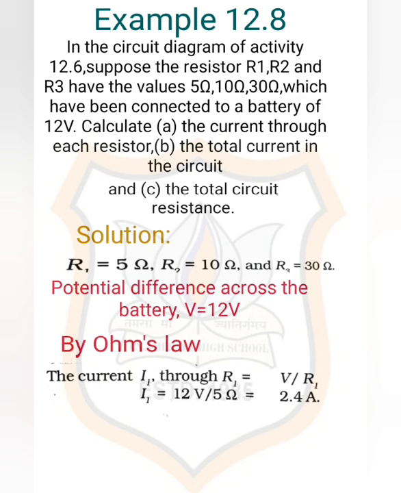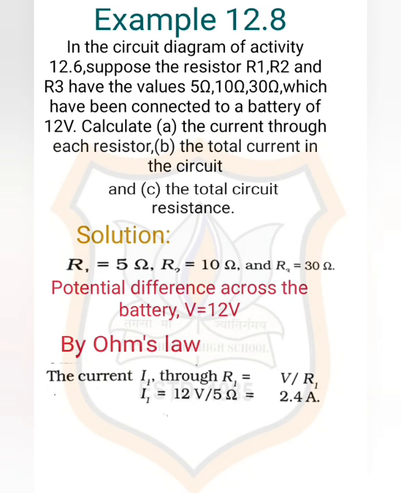Example 12.8. In the circuit diagram given in Activity 12.6, suppose the resistors R1, R2 and R3 have the values 5 ohm, 10 ohm and 30 ohm respectively, which have been connected to a battery of 12 volt. Then calculate first, the current through each resistor, second, the total current in the circuit, and third, the total circuit resistance. So let us start the solution.